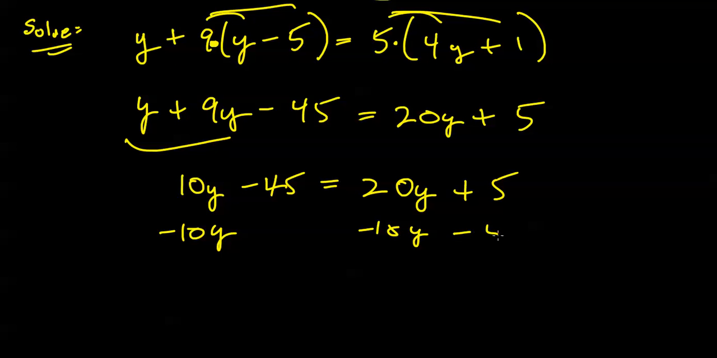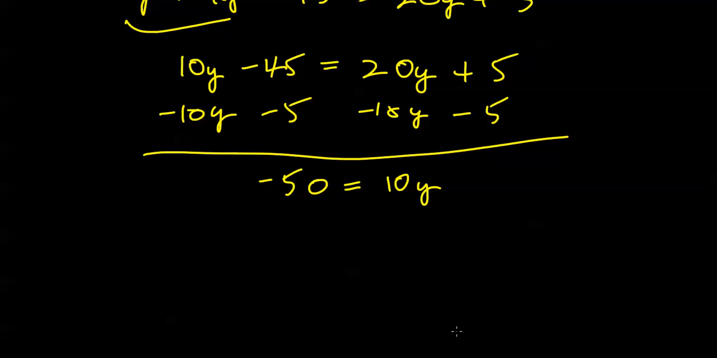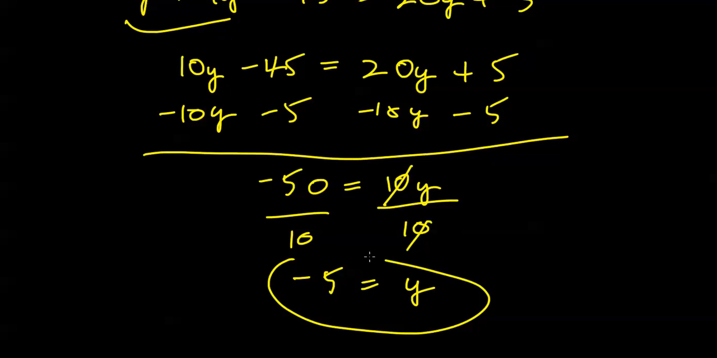And if I'm going to do that, I'd probably subtract 5 from both sides to get my numerical coefficient on the left. So I end up with minus 50 on the left and positive 10y on the right. If I divide both sides by 10 now, of course minus 50 over 10 is minus 5. The 10s cancel on the right-hand side, and I get y equals negative 5 as a final answer.